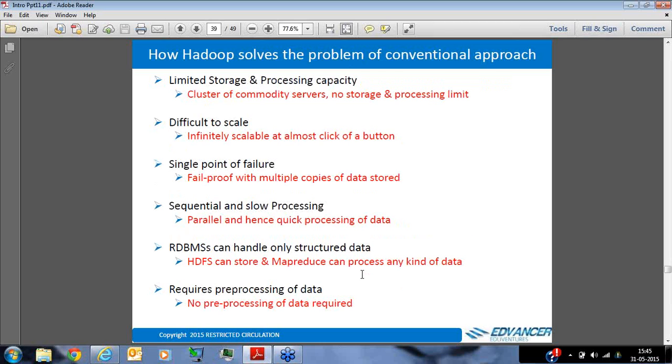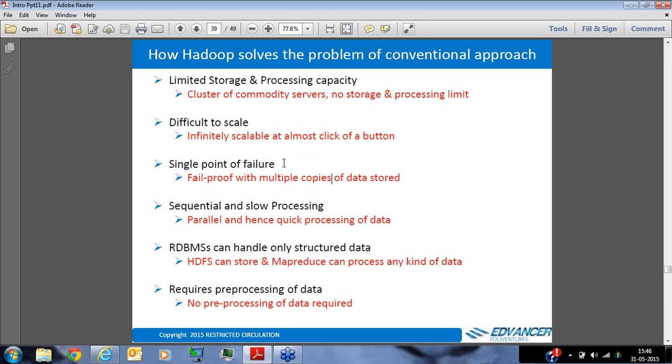So how does Hadoop solve the problem of the conventional approach? In the conventional approach, we saw there was limited storage and processing capacity. Now, because in Hadoop we use a cluster of commodity servers, there is no storage or processing limit. You can add these commodity servers at the click of a button, and you can do that on the cloud also. And because they come so cheap, there's really no worry in terms of cost. In the conventional approach, it was difficult to scale up. Now it's infinitely scalable at the click of a button.